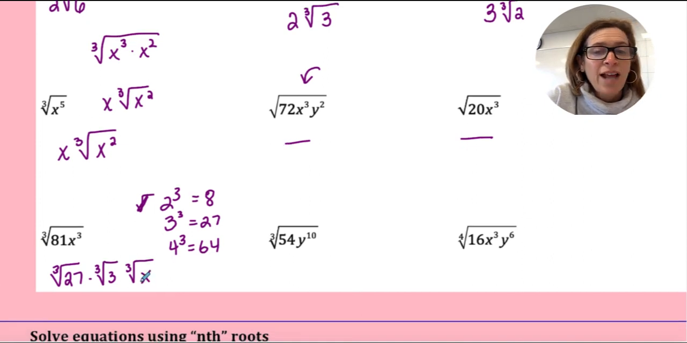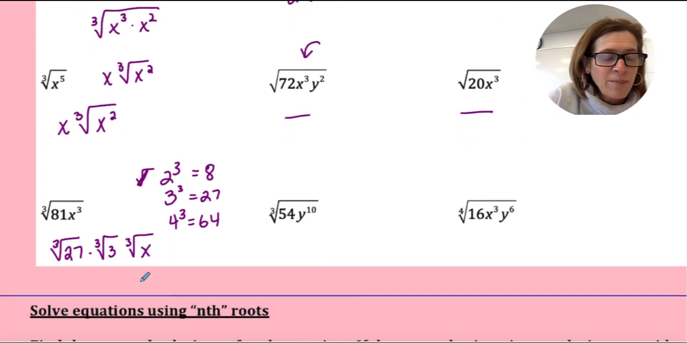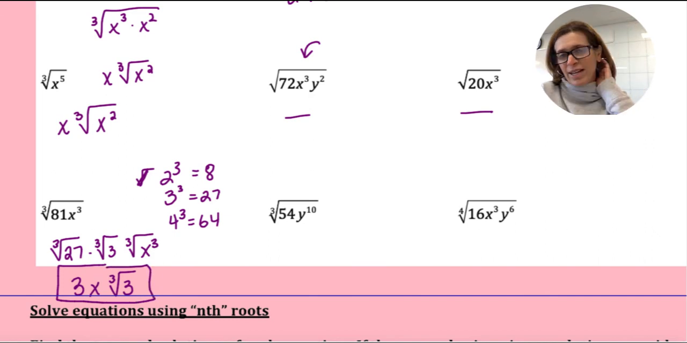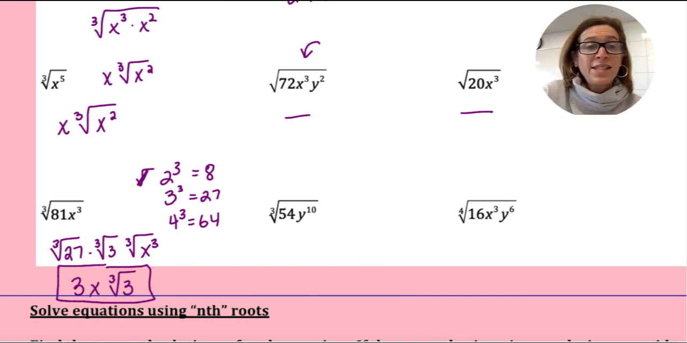Now I'm doing this all out. Some of you are going to get really good at it, and you can see exactly what to do. All right, so this would give me 3 cubed roots of 3, and then this one, the cubed root of x cubed, would give me x. So that would be on the outside. Okay? All right, so we're going to stop there.